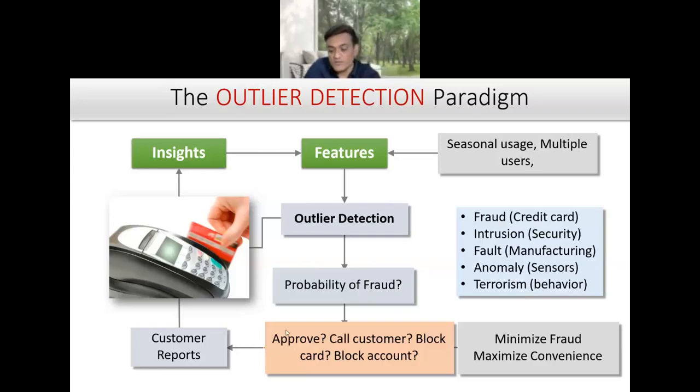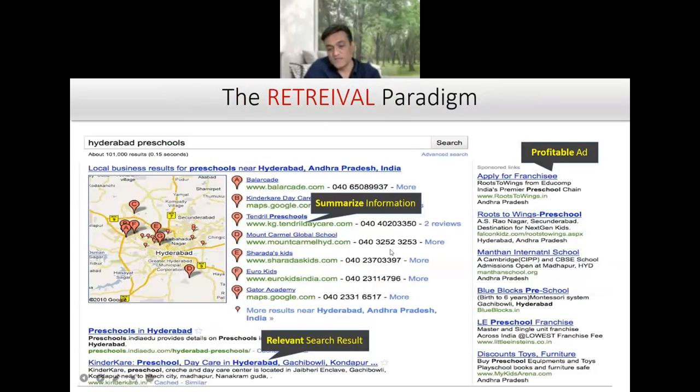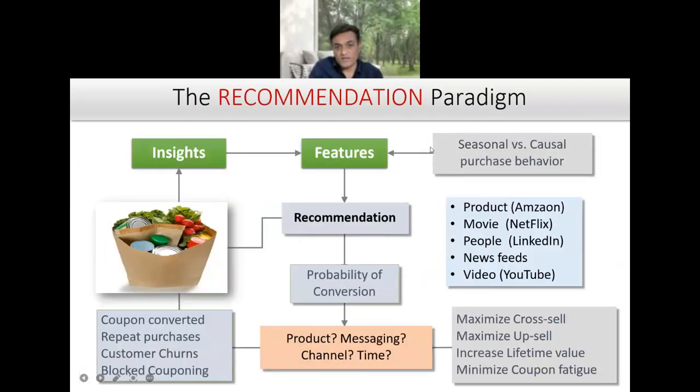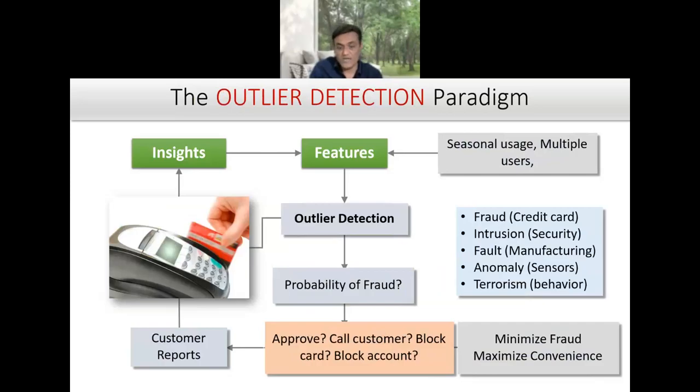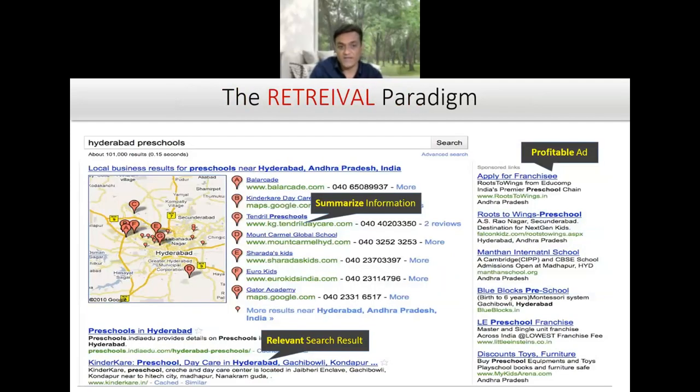Okay. Now let me take you to another example. So first we talked about the classification paradigm, then the recommendation paradigm, then we saw the outlier detection paradigm. Now there is a retrieval paradigm. This is again an interesting thing which Google actually does for most of the searches we do. So here there is an example of a Hyderabad preschool search. It has given me lots of information about various results for Hyderabad preschools. You see the result, there is summarized information because the customer is interested in Hyderabad preschool details.